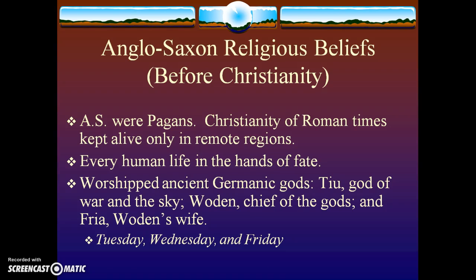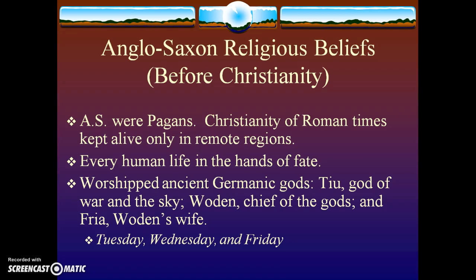Now, in addition to the social class, there were also religious beliefs. Before Christianity comes to Britain, the Anglo-Saxons were considered pagans, and they were polytheistic, which means they had many gods. So every human life was in the hands of fate, and fate was controlled by the gods. What that meant is that it didn't matter what you did, any decision you made, the gods decided what would happen to you. And some of the gods that they worshipped included Tiw, the god of war in the sky, Woden, the chief of the gods, and Freya, Woden's wife.